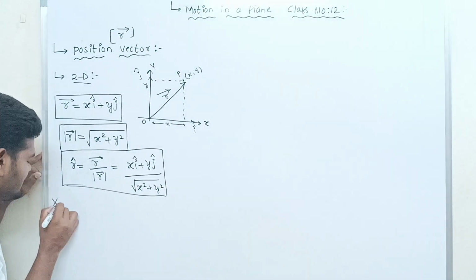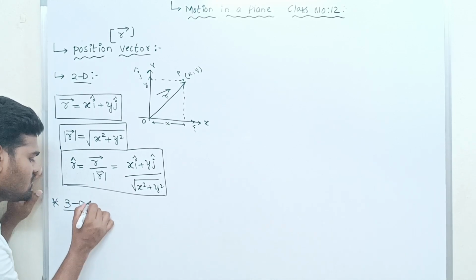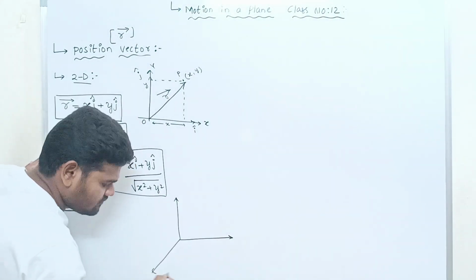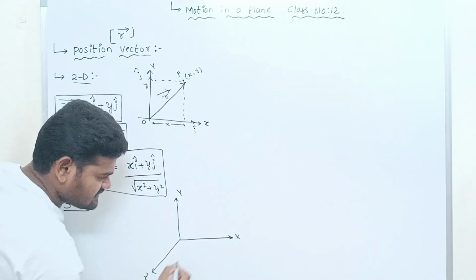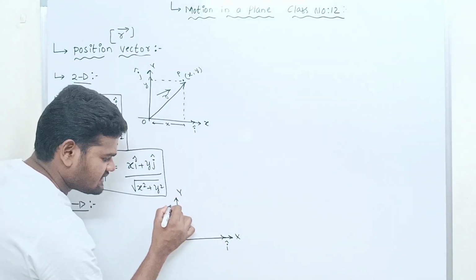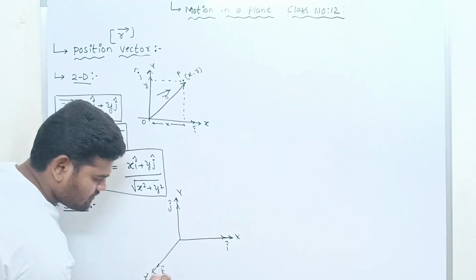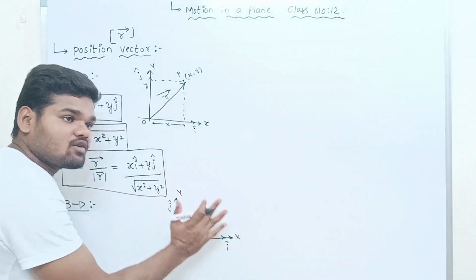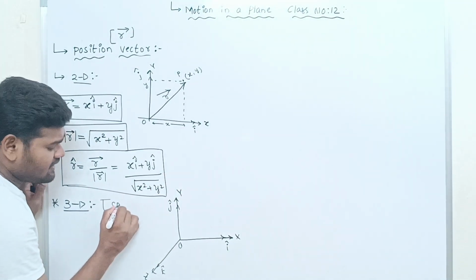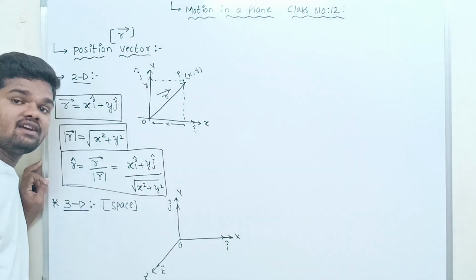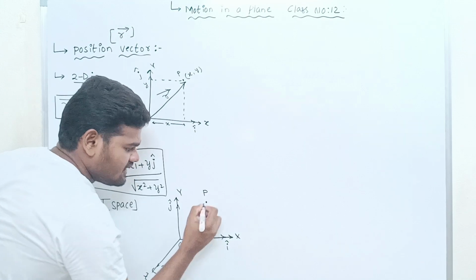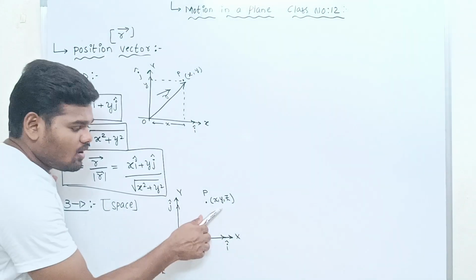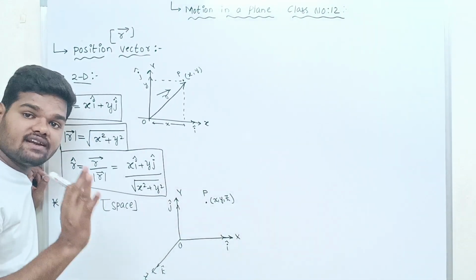Now in the case of a three-dimensional coordinate system, this is the x-axis, y-axis and z-axis. The i cap is the unit vector along the x-axis, j cap is the unit vector along the y-axis, and k cap is the unit vector along the z-axis, and this is the origin O. This three-dimensional coordinate system is nothing but space. In space there is a particle P, and the coordinates of this particle P are x comma y comma z.